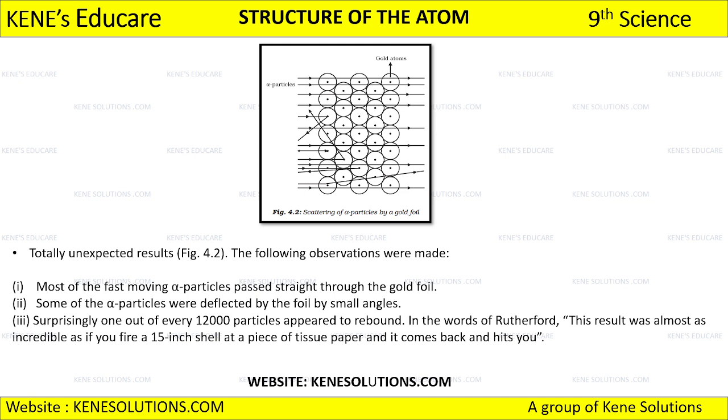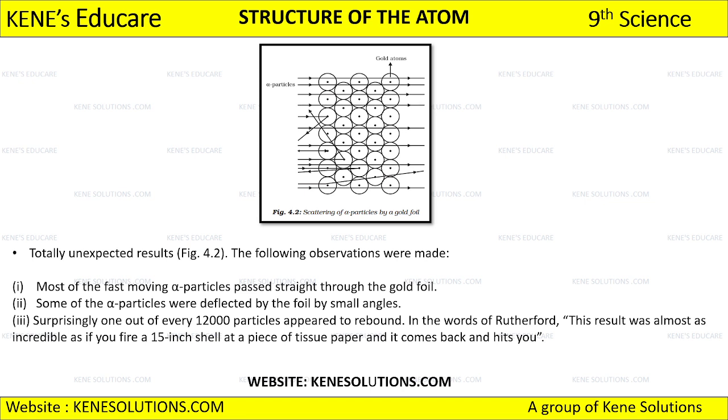Those unexpected results are that fast moving alpha particles traveled straight through the gold foil. Some of the alpha particles got deflected by the foil by small angles, and surprisingly, one out of every 12,000 particles appeared to rebound. Rebound means they were deflecting and then coming back again. So they were rebounding.